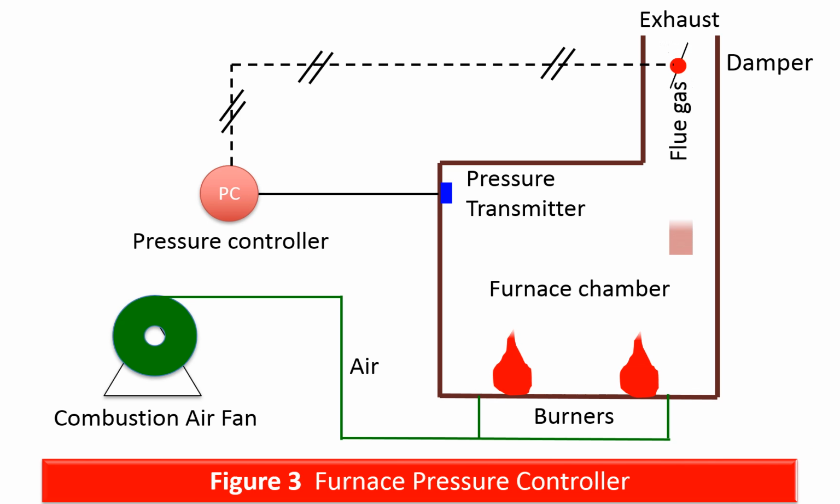The draft control is illustrated in this sketch. A pressure transmitter senses the draft in the furnace, and its output is used by the draft controller to vary the damper position, which will regulate the flue gas exiting the furnace.